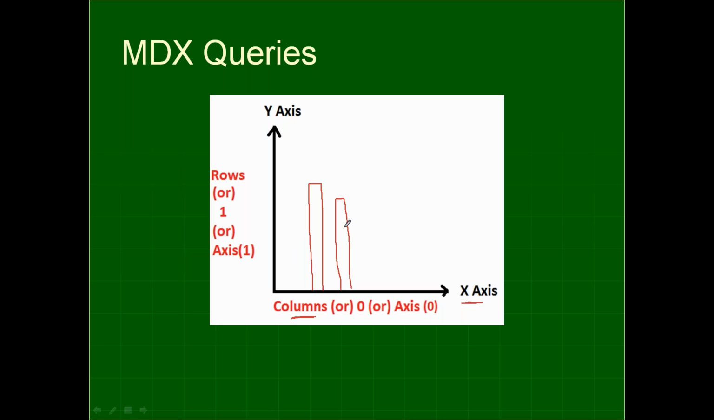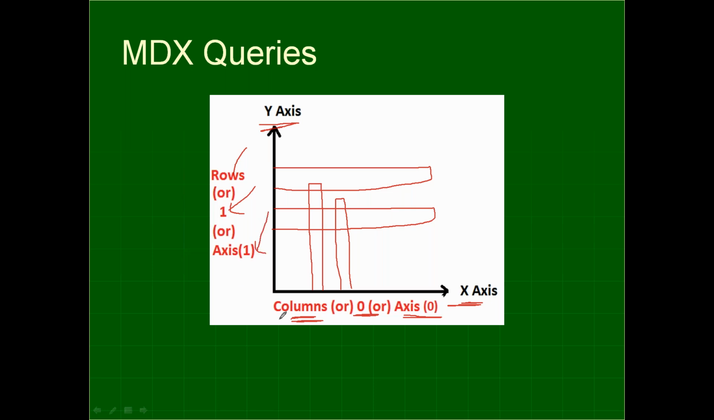This is what is called a column, right? So x-axis means axis 0. It is also called simply 0, or it is also called a column. So x-axis is nothing but column data. So y-axis, when you drag and drop something, the chart will get prepared like this. So this is what is called a row, right? So y-axis means a row. It is called axis 1 or 1.